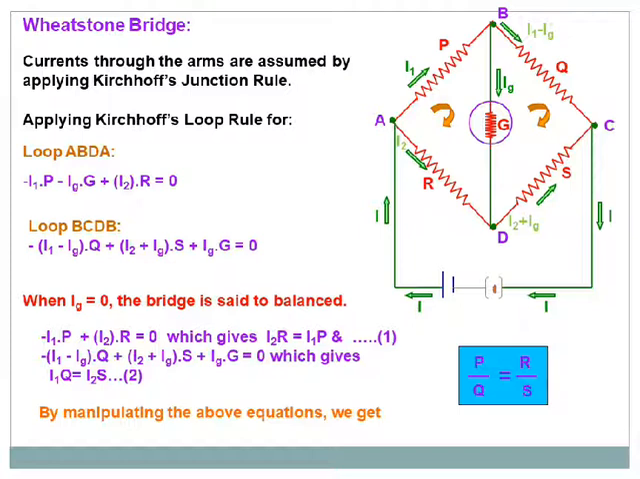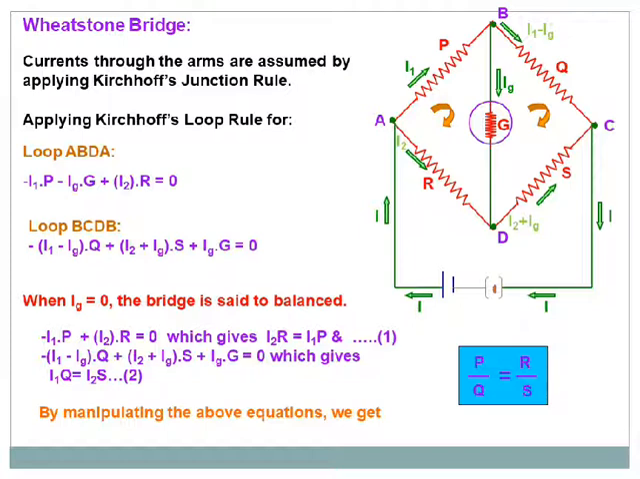If potential at B and potential at D become equal, then the difference will be 0 and the galvanometer will show zero deflection. Then and only then we can say the whole bridge is balanced. So for balancing the bridge, the galvanometer should show zero deflection. Why is it showing zero deflection? If the potential difference is zero, B and D become equipotential, then the current will be zero.